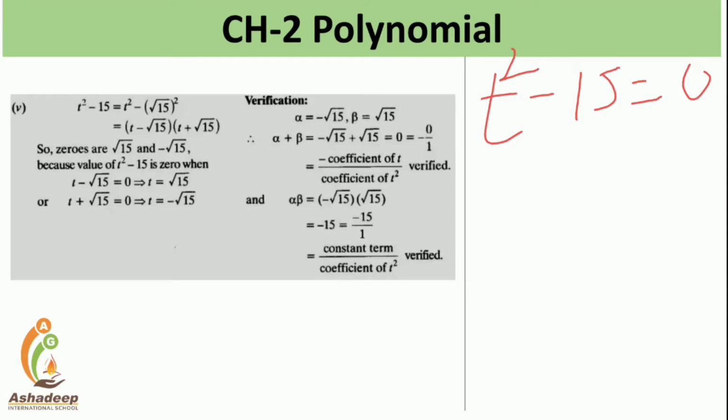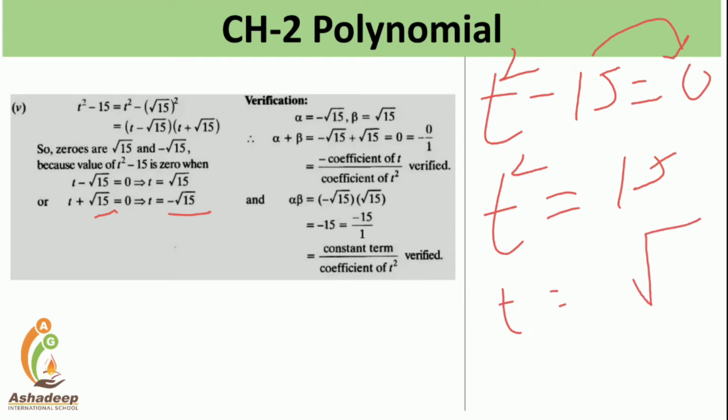See here, one method is given, and that is t square minus square root of 15 whole square, x square minus y square. This is the formula: x square minus y square is equal to x minus y into x plus y. In that manner the zeros are found here. I'll do it in another way. If minus 15 goes to the other side, it becomes plus. So t square is equal to 15. If the square goes to the other side, it becomes the square root. So t is equal to square root of 15.